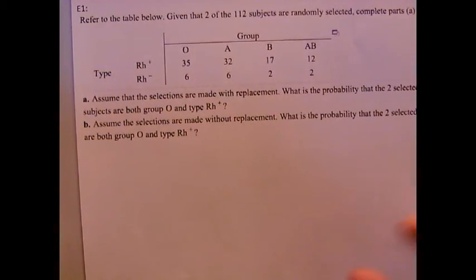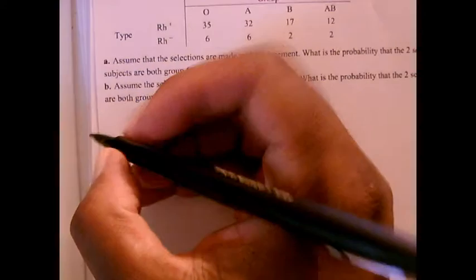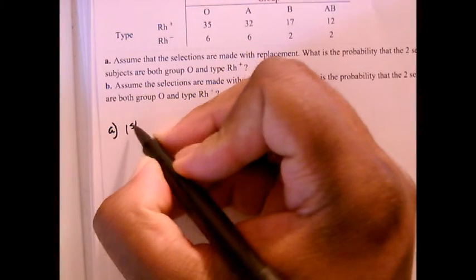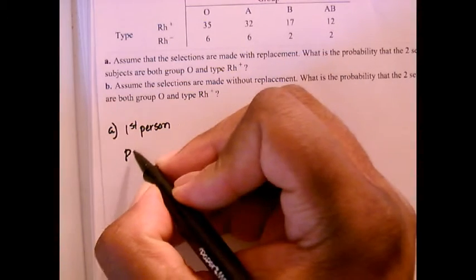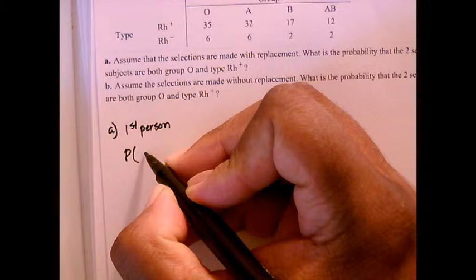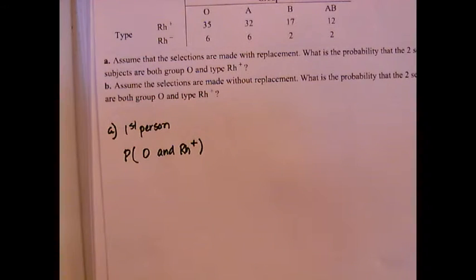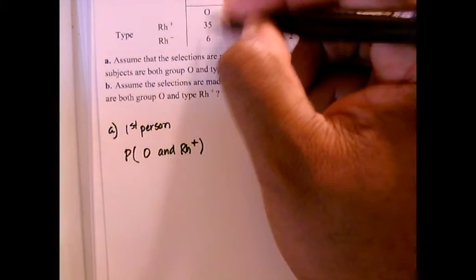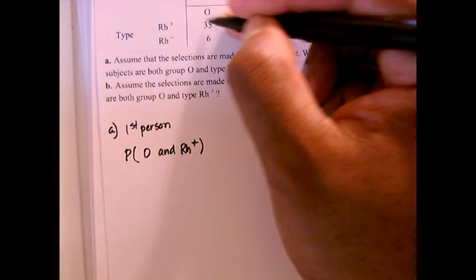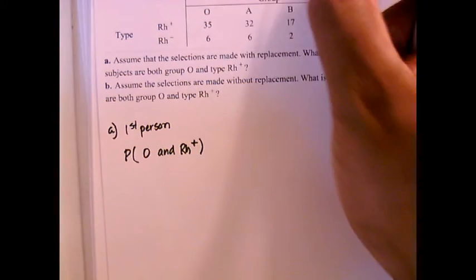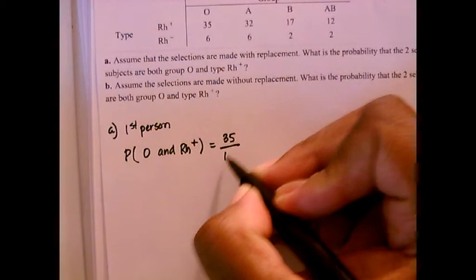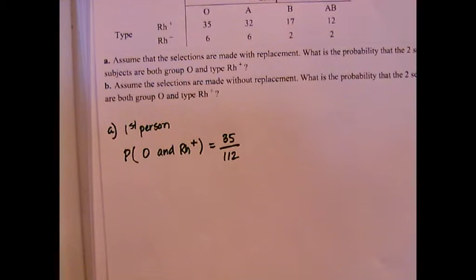Okay, so now let's look at this particular situation here. Okay, the first person that you're going to select, we want the probability that they're both group O and type Rh plus. Okay, so in this case here, group O is this column, Rh plus is this row here. That number in that intersection would be simply 35. And that's out of the total of 112. So for the first person, the probability of selecting an individual with group O and type Rh plus would be 35 over 112.